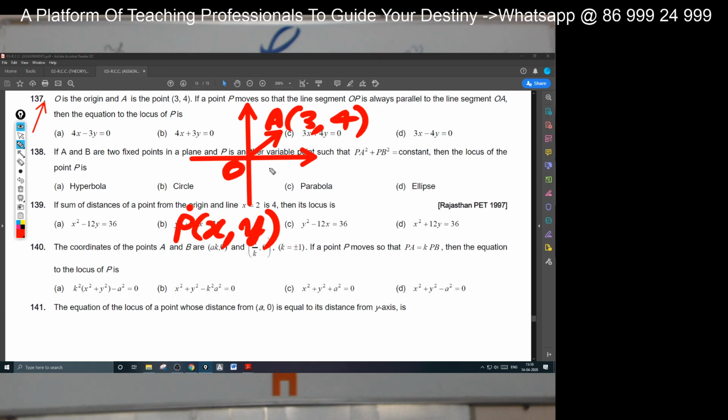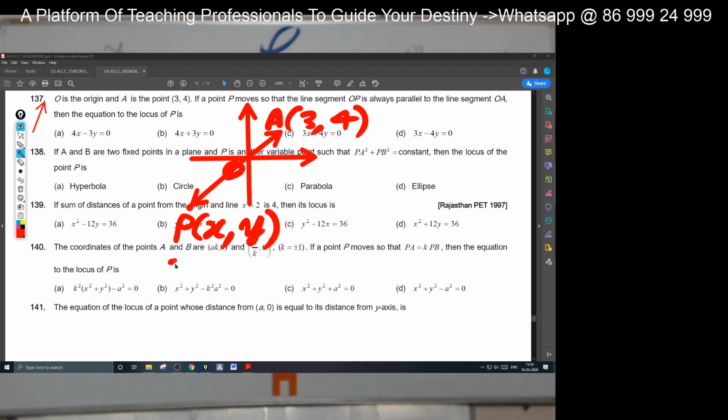Okay. Now how is PXY? The line joining OP is parallel to the line joining OA, and hence those three are collinear. They form a line. Write the line equation. Or otherwise, if they are parallel, their slopes are equal.